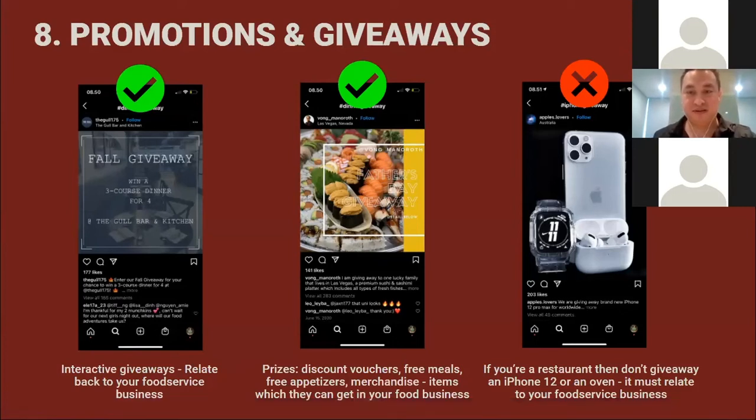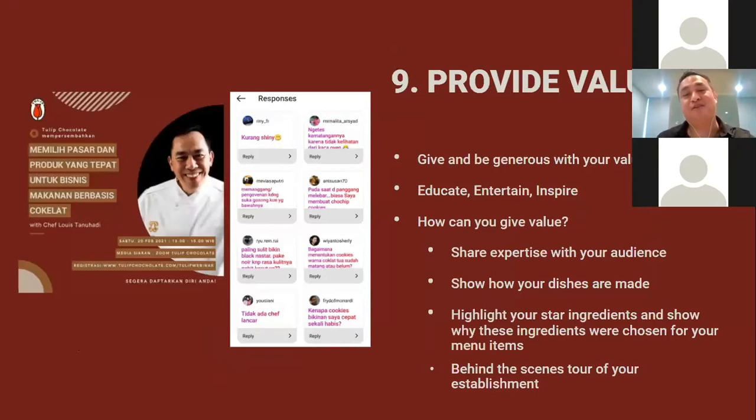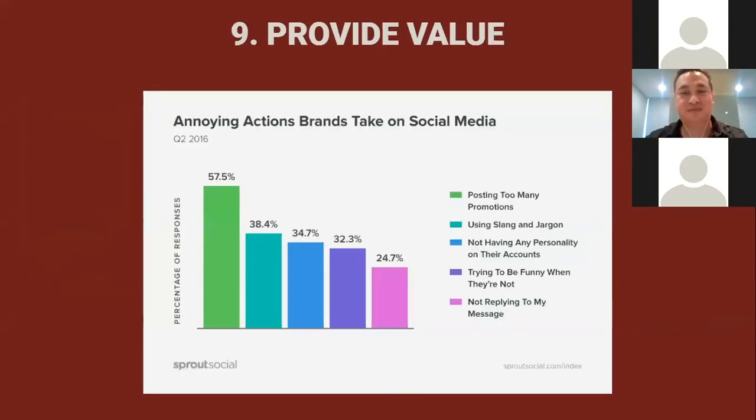Okay. Provide value. So what does value look like for a food service business? You can either educate, entertain, or inspire. And so what you can do is share some of that expertise with your audience, show how your dishes are made, highlight ingredients that you use in your recipes, and perhaps even a behind-the-scenes tour of your actual establishment. Remember, this is window shopping, right? So give them a little bit of a taste of what it's like to dine in your place, or what it's like to consume some of the products that your food service makes.